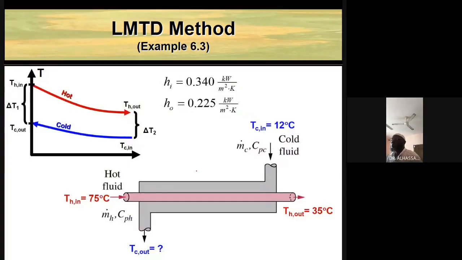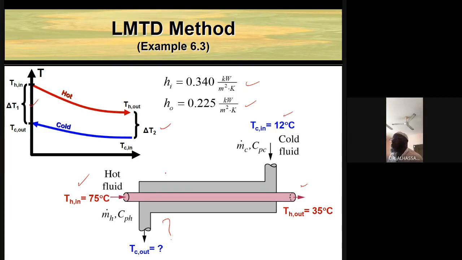So now, this is the flow situation. HI is given, HO is given. We have a counter flow situation, so you see this delta T2 and delta T1 are not the same. We know the temperature for the hot inlet, and the temperature for the hot outlet is given. The cold inlet is given, but we don't know this one. So how do we determine this temperature?